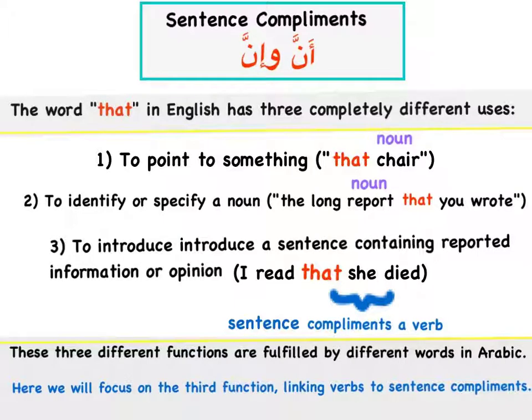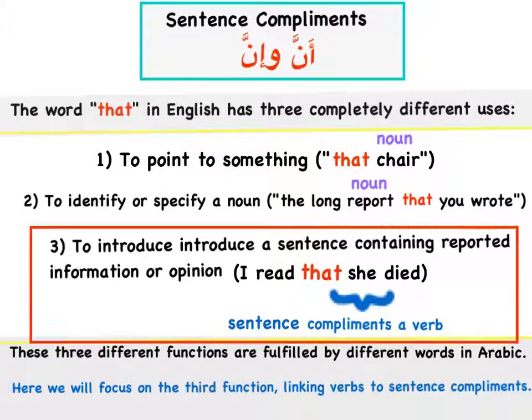And these three different functions are fulfilled by different words in Arabic. So in Arabic we don't just have "that", we have different words for each function, function 1, 2, or 3. Now we're going to focus on the third function, where it links a verb to a sentence complement, like "that she died". So "that" is a linking word that joins the verb complement to the verb.